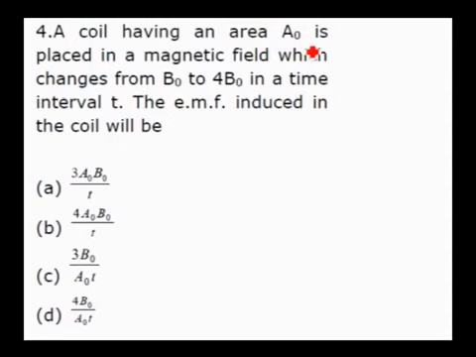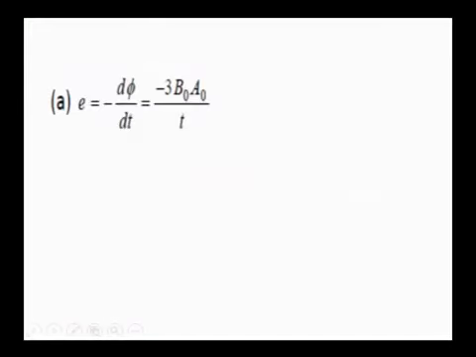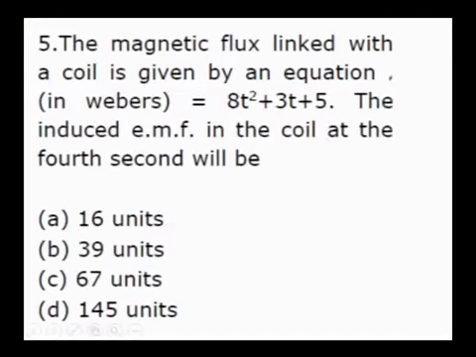Now a coil is having an area A0. Initially it is placed in a magnetic field which changes from B0 to 4B0. That means area is not changing here, magnetic field is changing. The induced EMF will be: we have EMF equal to change in flux divided by time, which means here A is not changing, we have B2 minus B1 divided by time, and E is equal to A into (4B0 minus B0) divided by time, that is 3A0B0 divided by T. It's option A. Minus because it is according to Lenz's law.